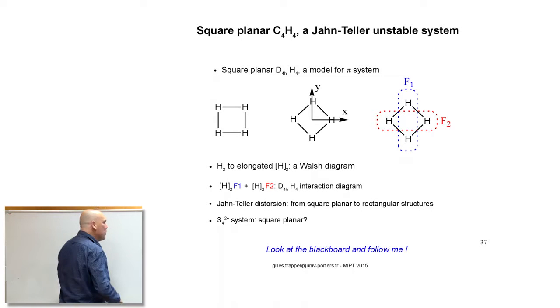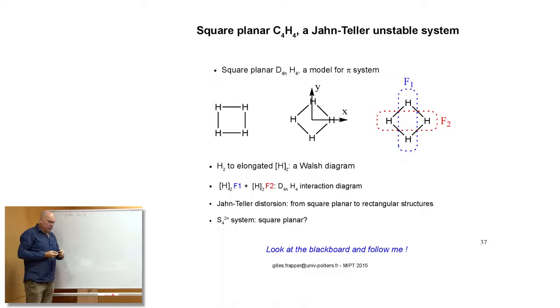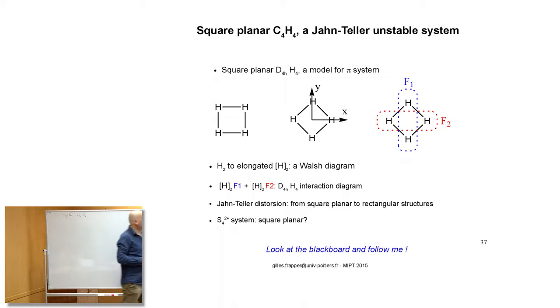Here I am going to talk about the Jahn-Teller effect in a system, C4H4. I am going to talk about cyclic C4H4. If you want to understand the electronic structure and the geometrical parameters in cyclobutadiene, you may study this simple system, H4, a square planar D4h H4, which is a model for the pi system.